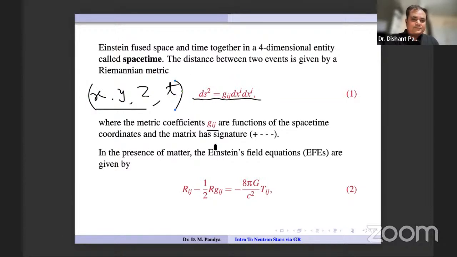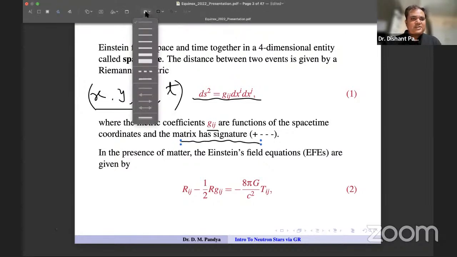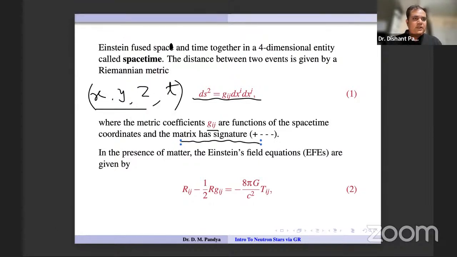Now we will consider the signature with plus, minus, minus, minus. Okay, so this is our sign convention, right? And this sign convention we will follow throughout in our research. Either of these sign conventions can be followed. Either you go with minus, plus, plus, plus, or you can go with plus, minus, minus, minus.